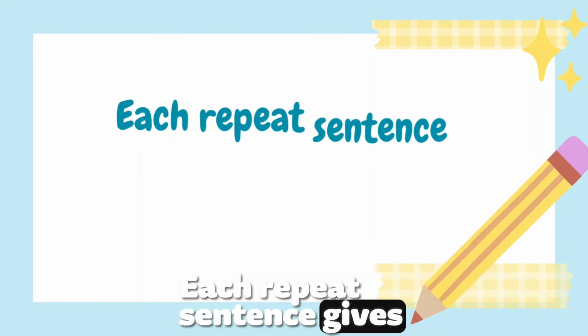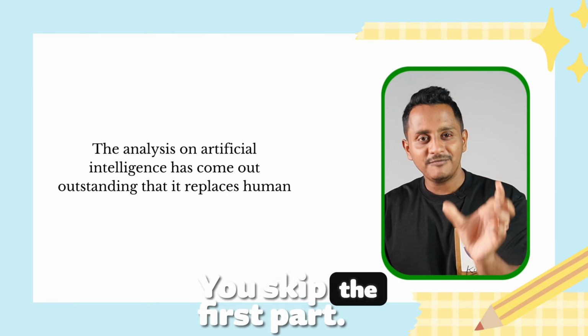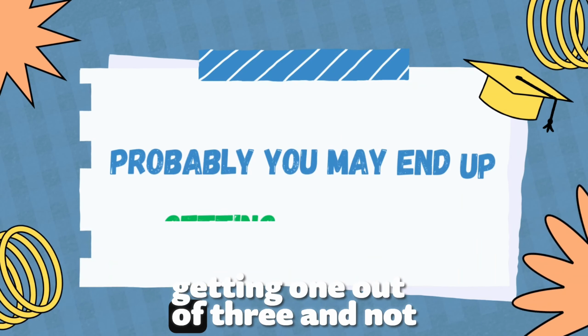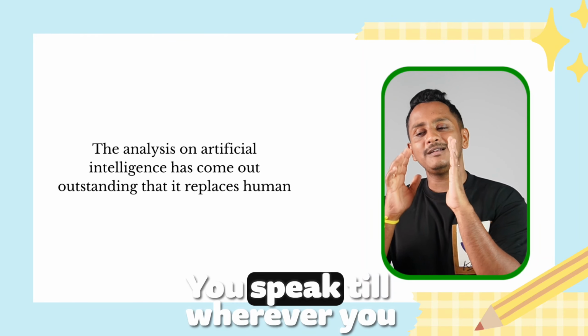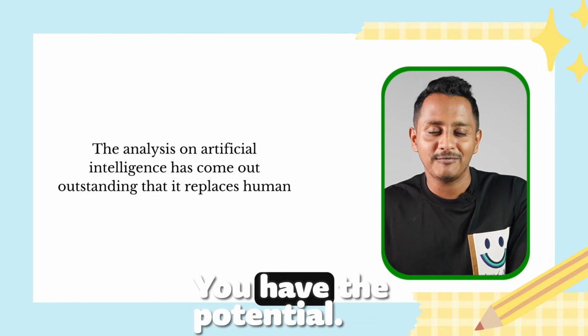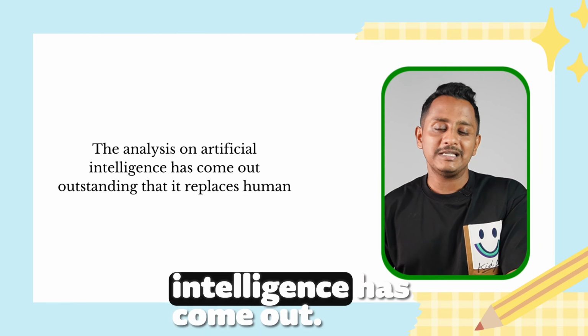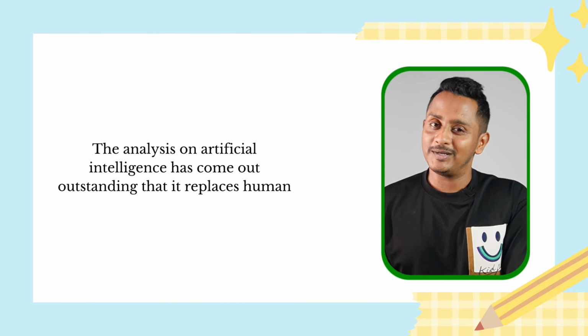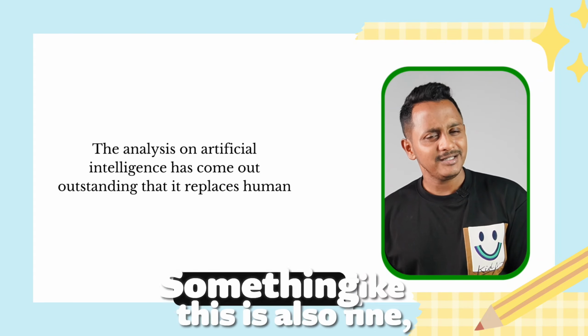Each repeat sentence gives you 3 marks towards your speaking and 3 marks towards your listening. You skip the first part, probably you may end up getting 1 out of 3 and not 3 out of 3. So what is the best that I can do here? From left to right, you speak till wherever you have the ability. You have the potential. You don't have to speak in full for sure. The analysis on artificial intelligence has come out. Click next, you will get good scores. Or analysis on artificial intelligence replaces human. Something like this is also fine.